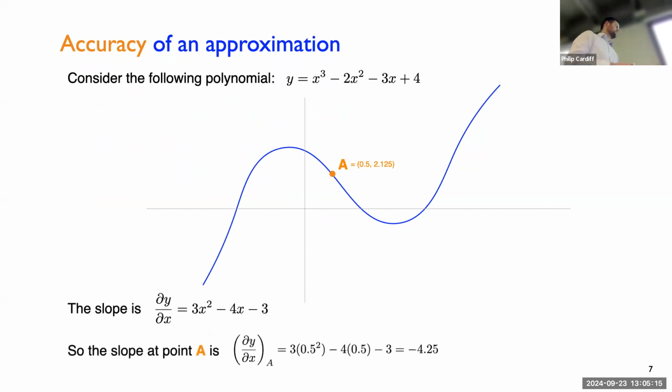So I guess you guys can differentiate. If you differentiate this with respect to x, you will get this quadratic function. So that's the definition of the slope at every point along this curve. And if you sub in the coordinates for A, the x coordinate is 0.5. So if you sub 0.5 in here, you'll find that the slope at this point is minus 4.25. So minus going down, 4.25 is the rate at which it's going down. So the actual correct slope at A is minus 4.25.